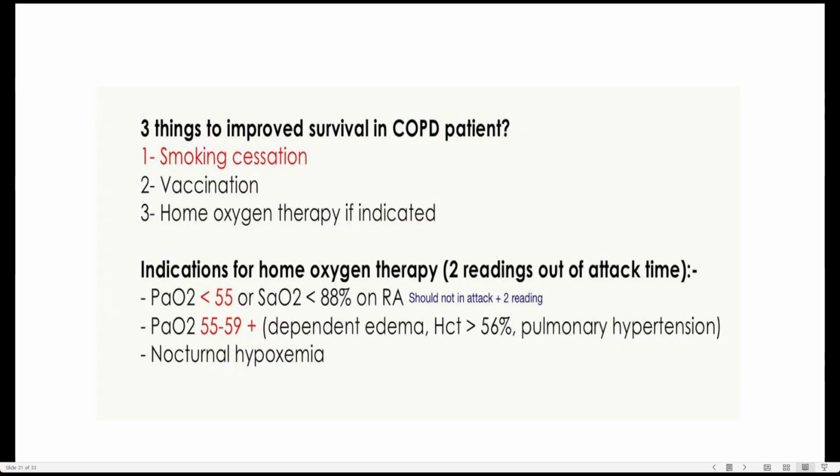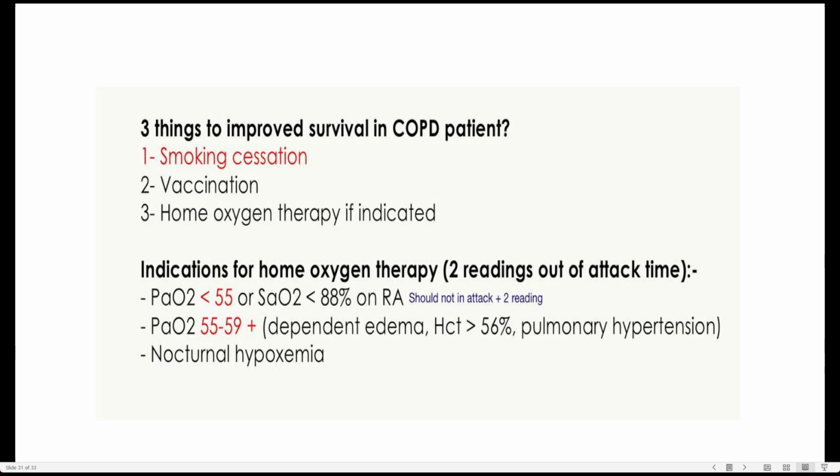So, of course, here's the summary. The things that improve survival in COPD: smoking cessation, vaccination, home oxygen therapy. The indication for home oxygen therapy is partial pressure of oxygen less than 55 or saturation less than 88%. Another piece of information you should add is that we need to get 2 readings. So we need 2 readings at rest, not during exacerbation, no, at rest, out of attack time. So if we have 2 readings of hypoxemia, less than 55 or less than 88% for saturation, we will give the patient home oxygen therapy. All right, that is the main indication. You need to remember that, 2 readings.